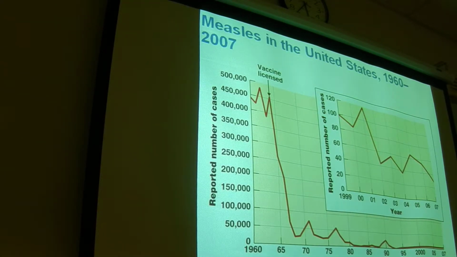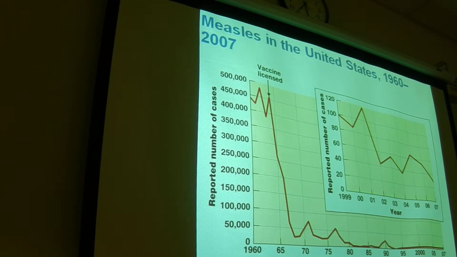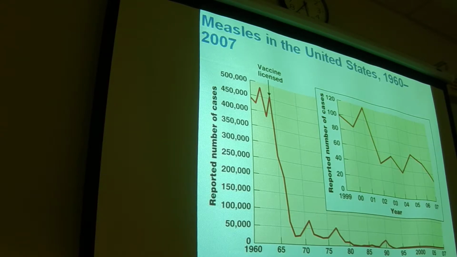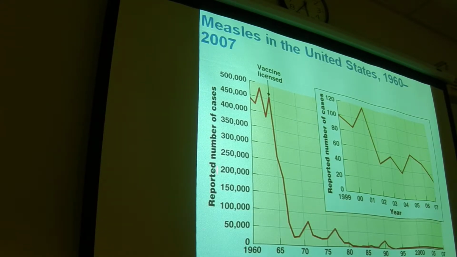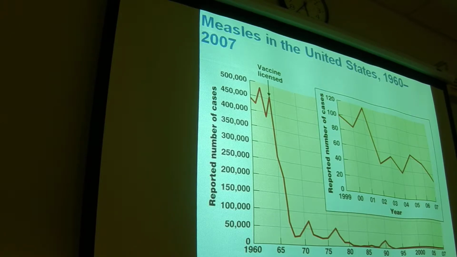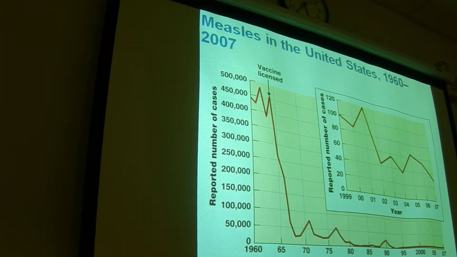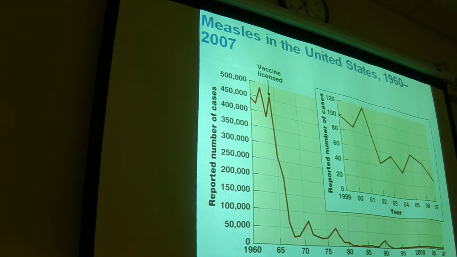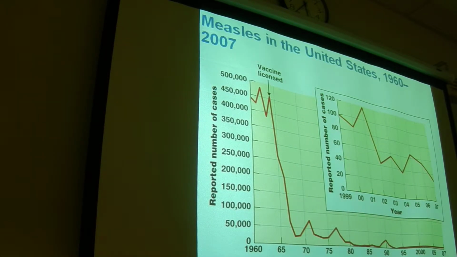Here's an example of one of the more successful vaccines from the last century or so: the measles vaccine. On the y-axis, you can see the number of cases reported per year. Almost 500,000 people were contracting measles in the mid-60s. The vaccine was licensed in, it looks like, 1964, and you can see the very significant decrease in the number of people getting measles over time. Right now it's at a very low basal level, and of those people that are getting measles, it's those that don't get vaccinated against it.